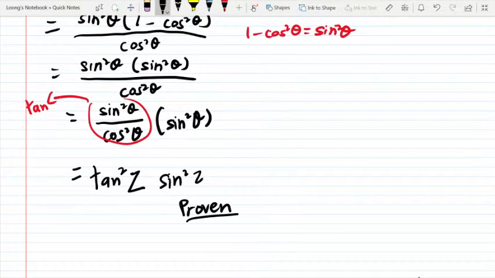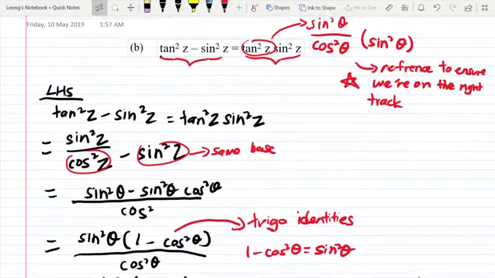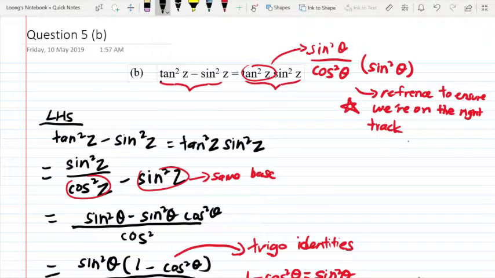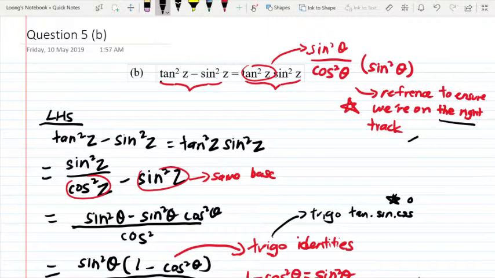So remember to always write the reference to ensure that you are on the right track, and also keep an eye out for trigo identities, like something as basic as tangent, sine, cos, and these are some basics that come up quite often.